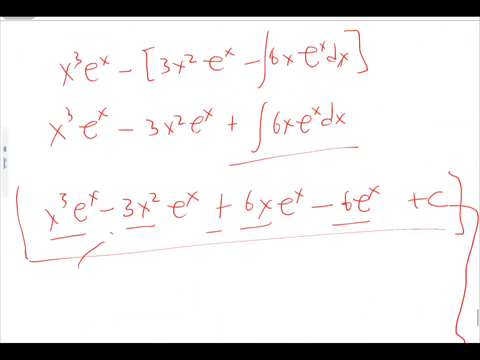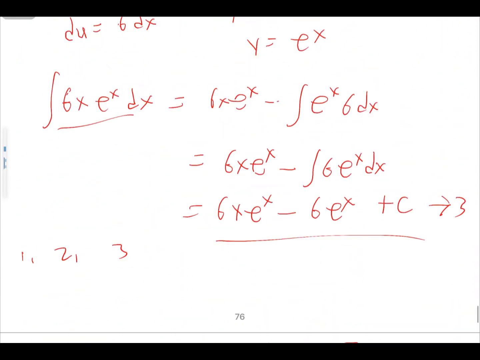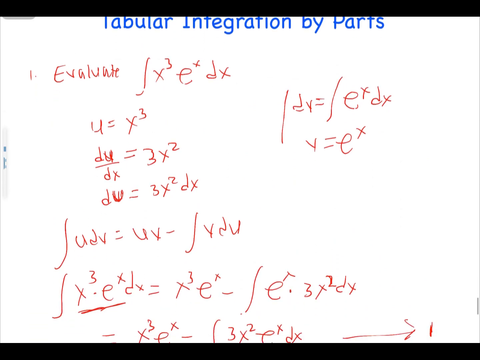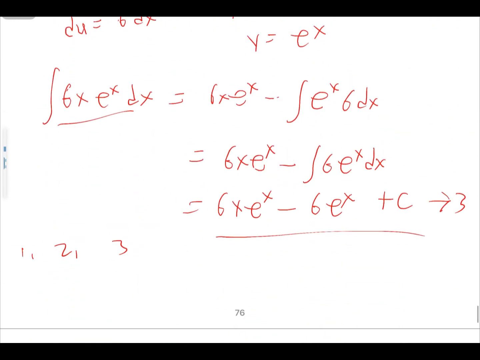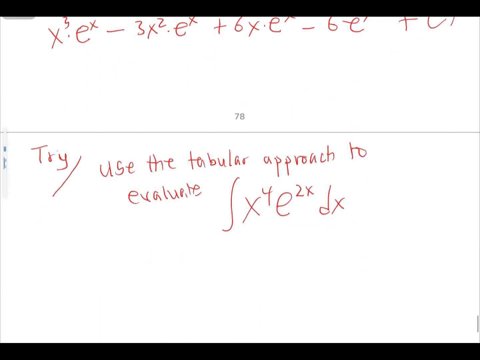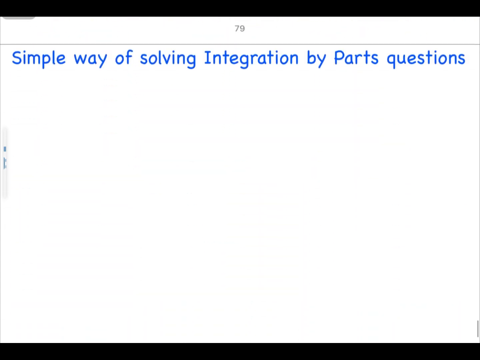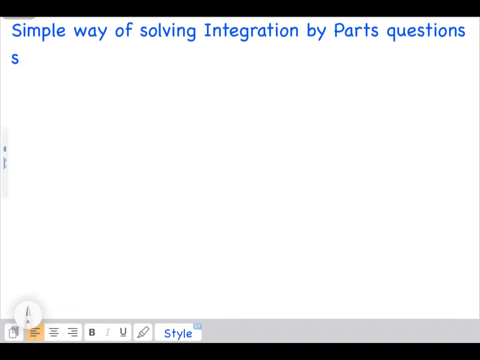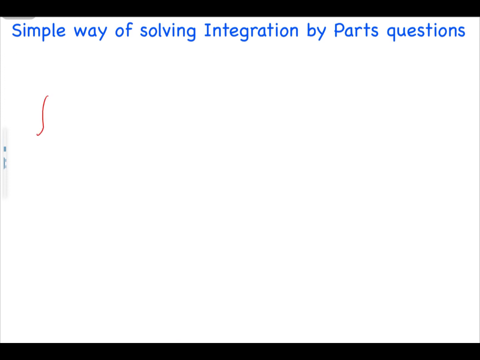We are going to use the same example we used for the tabular approach, which was the integral of x power 3 exponent x dx.